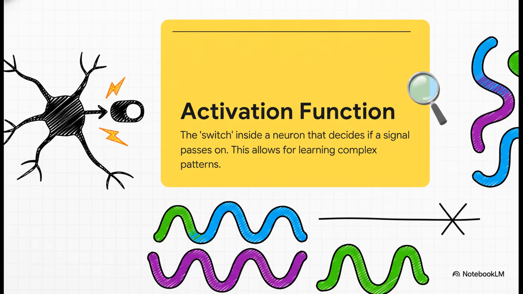So the neuron gets all these signals and adds them up into a single number. But what then? How does it decide if that signal is worth passing along? Well, that's the job of the activation function. You can think of it like a light switch. If the total signal is strong enough, it flips the switch to on and passes the information to the next neuron. This little switch is what lets the network learn all the complicated, messy, non-linear stuff in the world, not just simple straight lines. It's absolutely crucial.